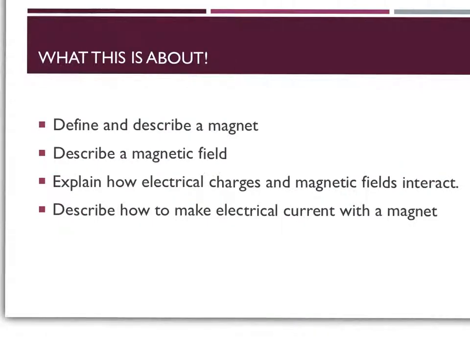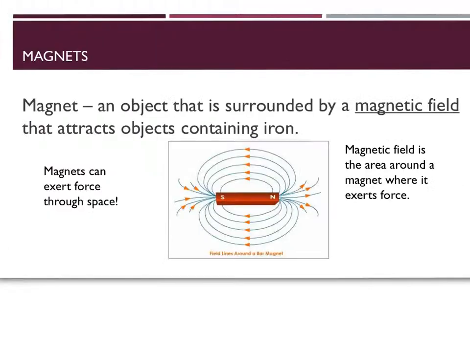You might be wondering, what is this all about? How are electricity and magnets related? Well, that's what we're going to explore. During this PowerPoint, we'll cover four things. We'll define and describe what a magnet is and what a magnetic field is. We'll explain how electricity and magnetic fields interact. And we'll also talk about how you make electrical current when you have a magnet. So here we go.